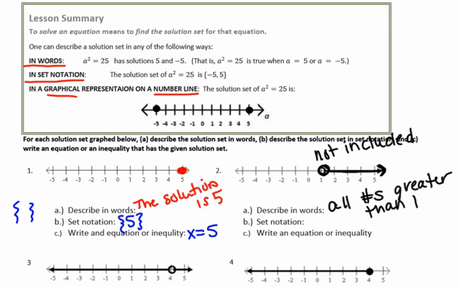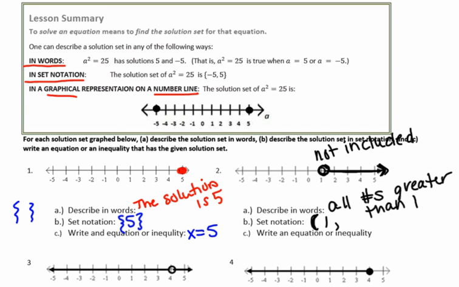Okay? If we were to write this out in set notation, we would have to write it like this, okay? We are starting our set at 1. That 1 is not included, so I want to use a parentheses here, a round bracket, okay, because the 1 is not included. Then I'm going to write a comma, and I need to write whatever number I'm ending at, okay? Where does the set end?